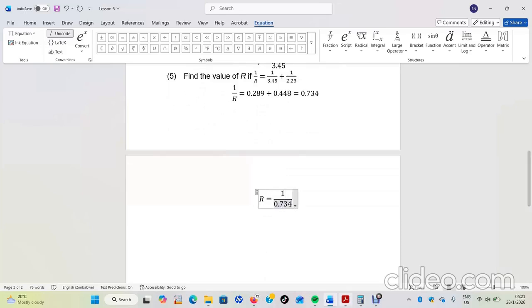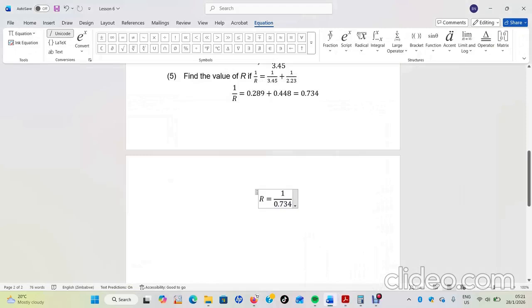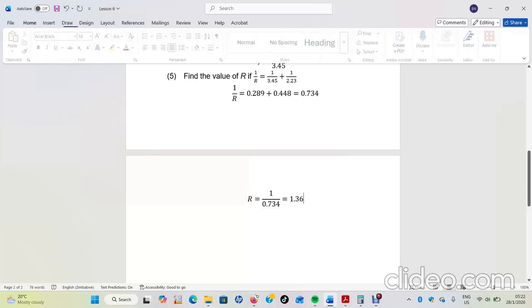We can go ahead to the reciprocal tables and then check on the x column 7.3, and then on the next column under 4, then we get our answer as 1.362. But since this is a reciprocal of 0.734, we know then that our answer will be equal to 1.